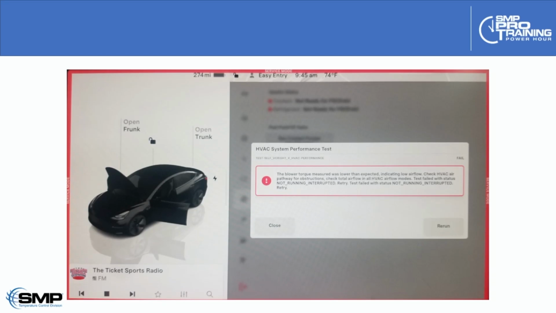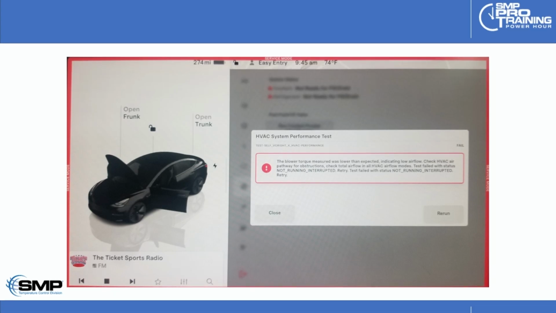And in fact, there's a diagnostic routine that you can run, and you can see that it failed the performance test, because the computer calculates that it's taking less torque to turn the blower motor, which would be typical if the air filter was clogged and the blower motor can't put enough air through. The blower motor kind of cavitates, and it actually turns faster than it normally would with less effort. And so that's how it's failing this test.